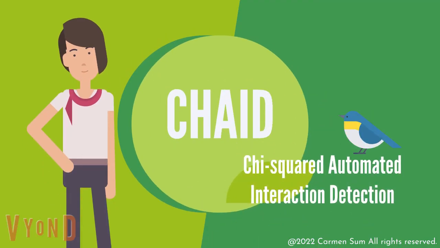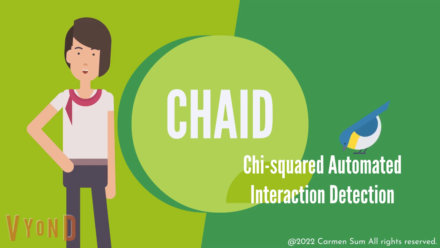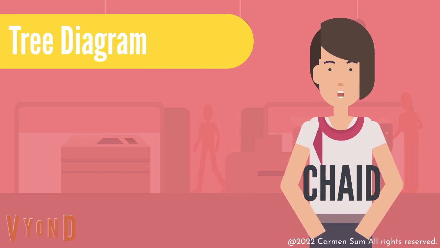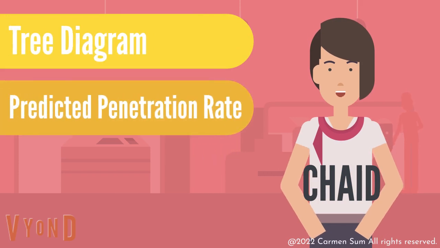The second tactical segmentation technique is CHADE, which refers to chi-squared automated interaction detection. CHADE uses a tree diagram to categorize customers into groups, with predicted penetration rates from databases. The data will then be used to calculate lift, which is the predicted uptake, to the data subjects for subgroups.